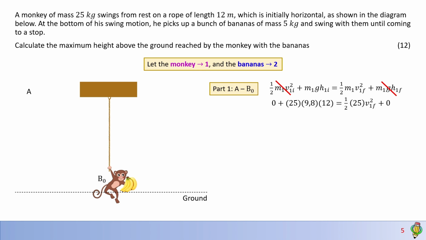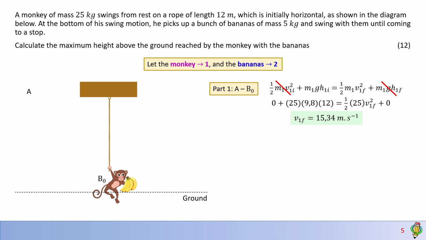The mass of the monkey is 25 kg, multiplied by 9.8 for g, multiplied by the initial height of 12 meters. This is equal to 1/2 times 25 for the mass of the monkey, multiplied by the final velocity of the monkey at point B0 squared. So the only unknown here is V1 final, which becomes 15.34 meters per second.